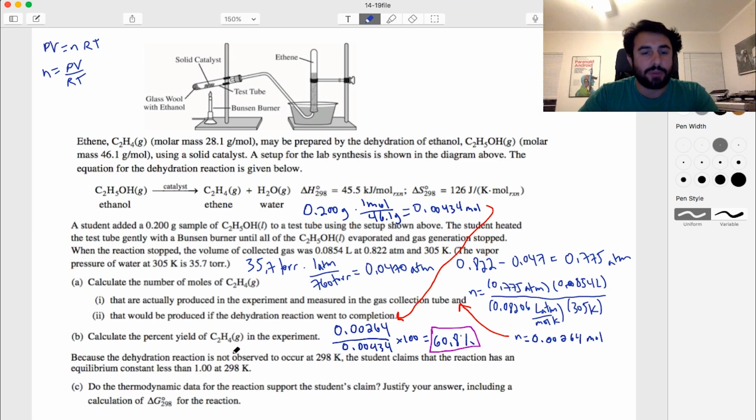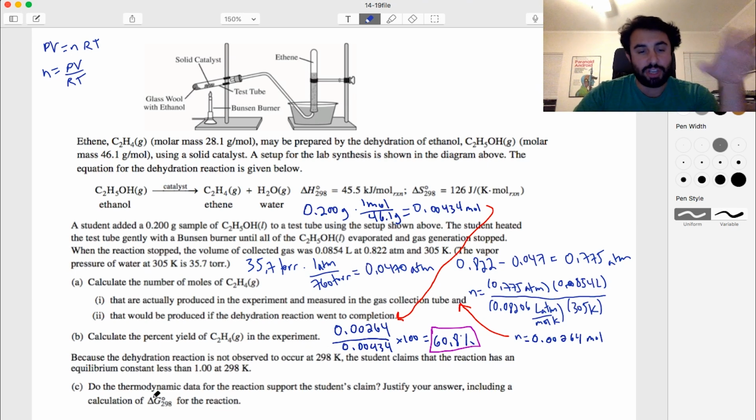Now, because the dehydration reaction is not observed to occur at 298 Kelvin, remember, we're heating this up a little bit, we're heating it gently. The student claims that the reaction has an equilibrium constant less than 1 at 298 Kelvin. Do the thermodynamic data for the reaction support the student's claim? If the equilibrium constant is greater than 1, products are favored, which means the forward reaction is favorable. If the equilibrium constant is less than 1, it means the reactants are favored, which means the forward reaction is not particularly favorable. The reverse reaction is more favorable.